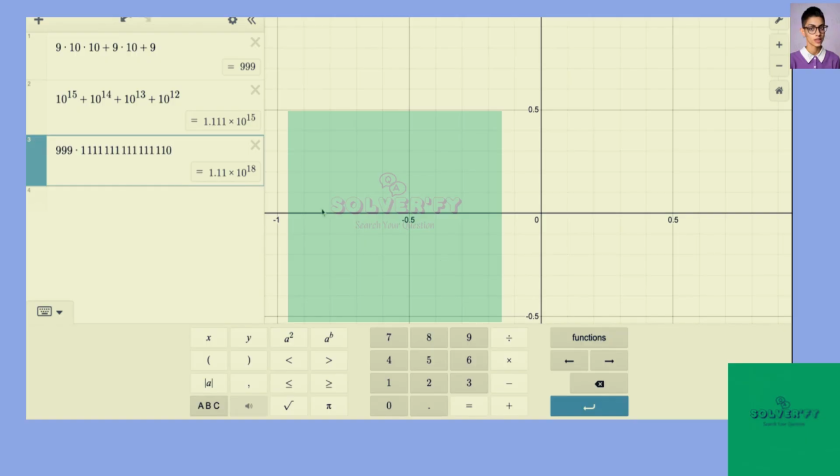And what that ends up giving us is this massive number right here, 1,109,999,999,999,998,890. That is the total number of possible phone numbers given those restrictions.